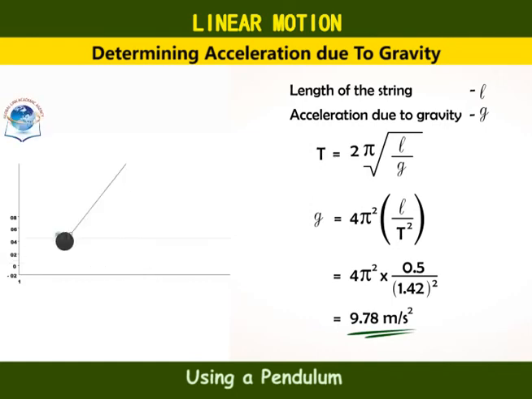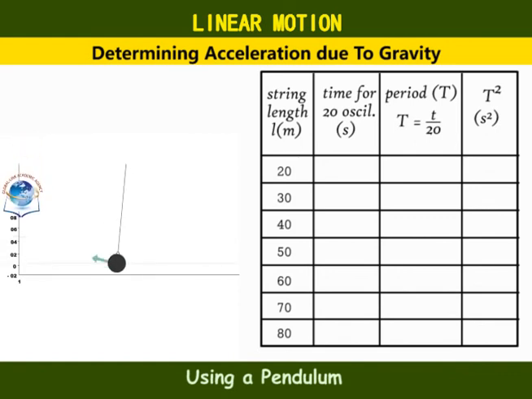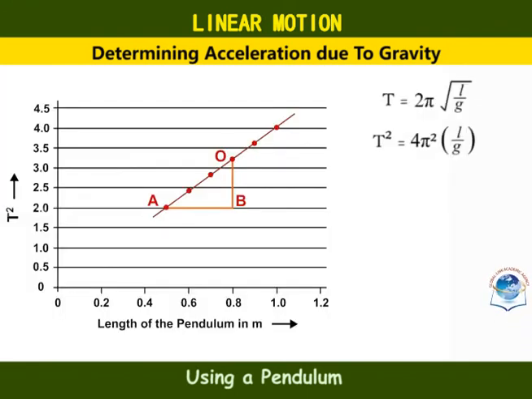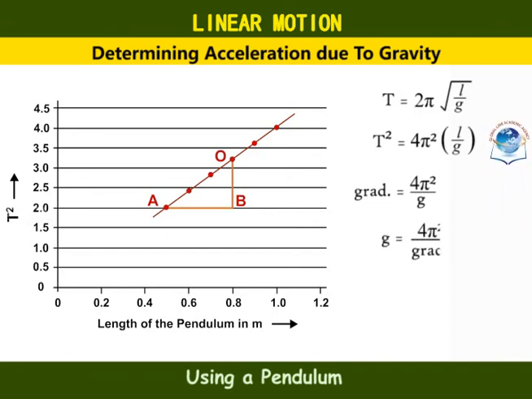An alternative method is to repeat the experiment for various values of L and record the results in a table like this one. Then from the expression T is equal to 2 pi times the square root of L over g, when we square both sides, we shall have T squared is equal to 4 pi squared times L over g. We calculate the corresponding values of T squared and plot the graph of T squared against L. The graph is a straight line whose gradient is 4 pi squared over g. It therefore means g is equal to 4 pi squared over the gradient.